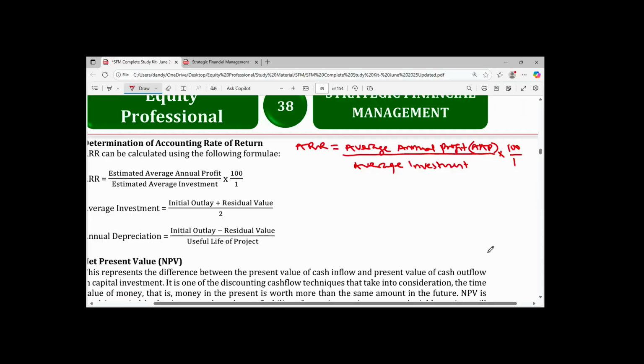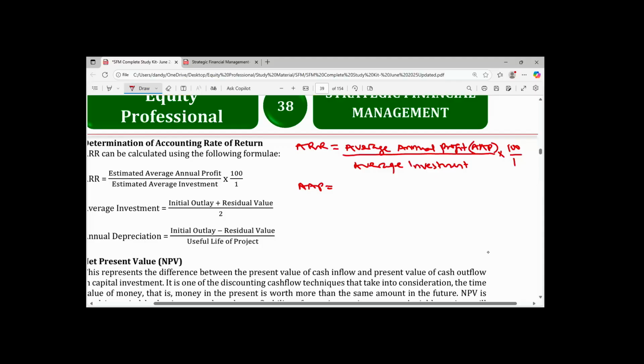You need to first of all do your working because average annual profit will not be given to you. Average investment will also not be given to you. So the next thing you are going to do is to calculate average annual profit. Okay. So to get the average annual profit, if accounting profit is given to you in the question, that was very easy. Just add up the profit, then you divide it by useful life. It will give you average annual profit.